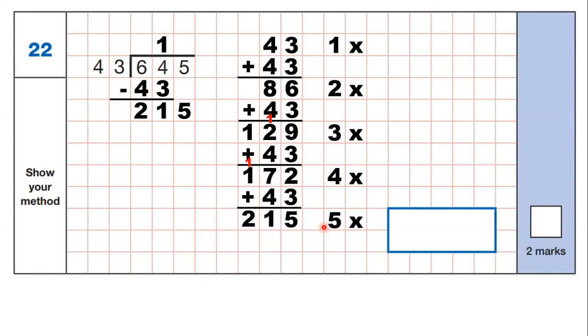So 5 times 43 is 215, and because that was what we were dividing by, we can now write 5 in our answer, and we don't have any other digits to divide, so our answer is 15.